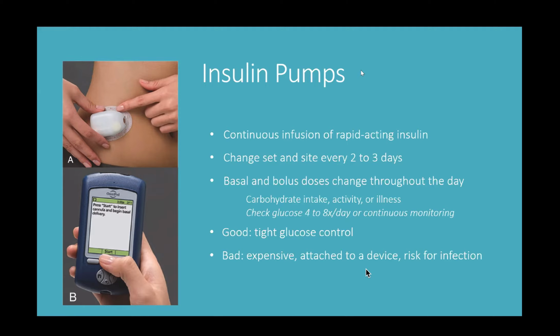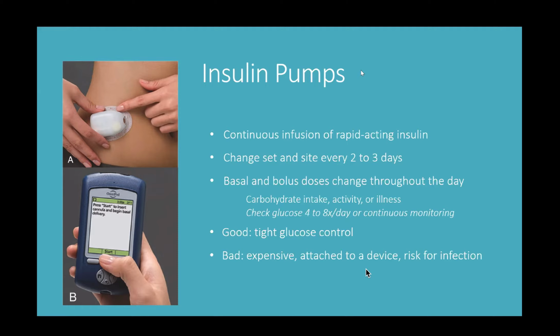Now, this is more often used in type 1s, but can be used in type 2 patients. So rather than having to poke themselves every single time they need insulin, that system is already in place, down to just poking their finger. And if they have the continuous monitoring as well, then they're poke free, which is a big positive for them. The negatives are they are attached to a device.